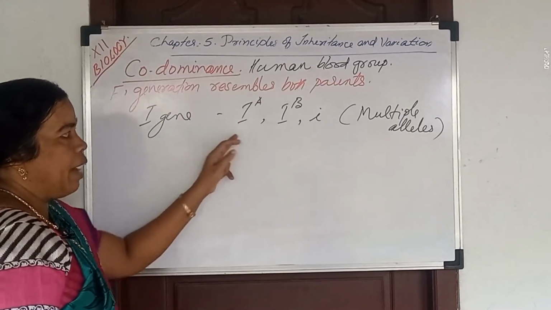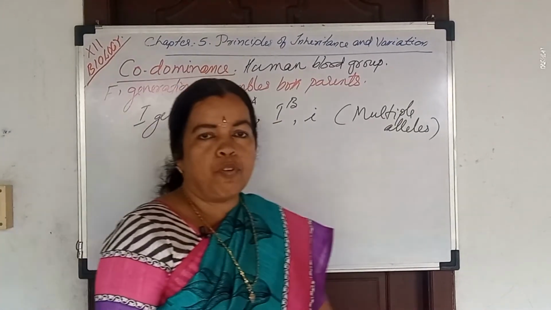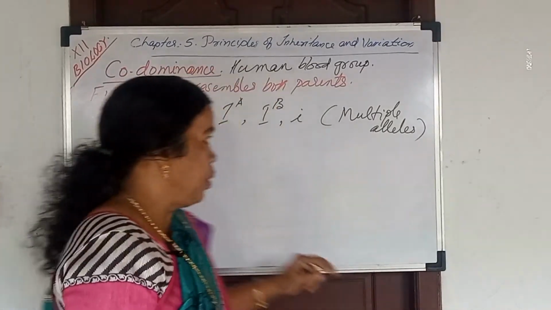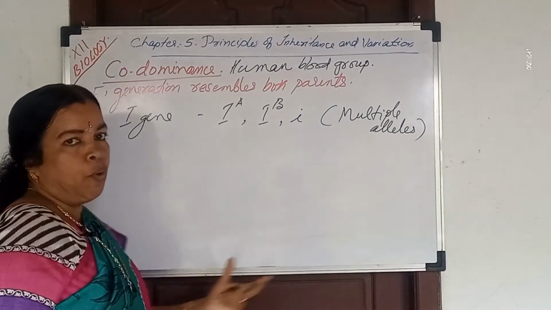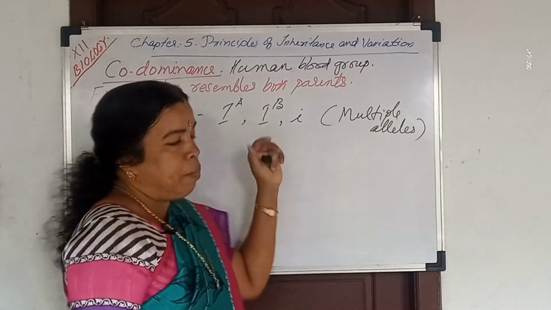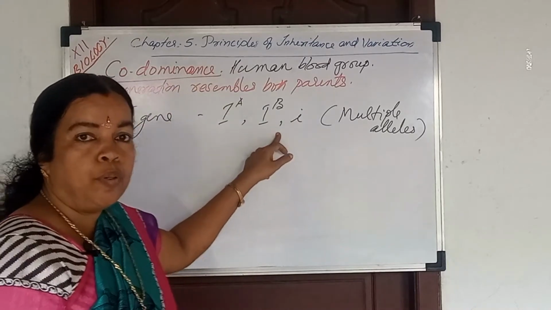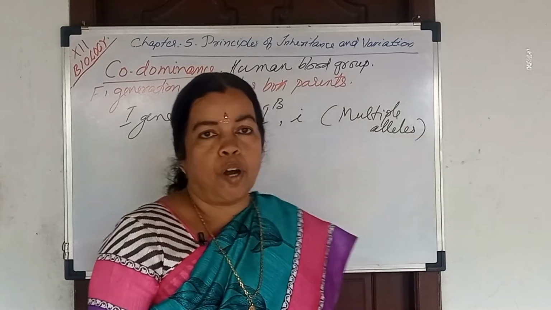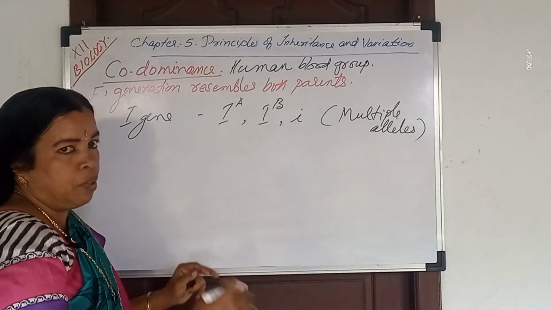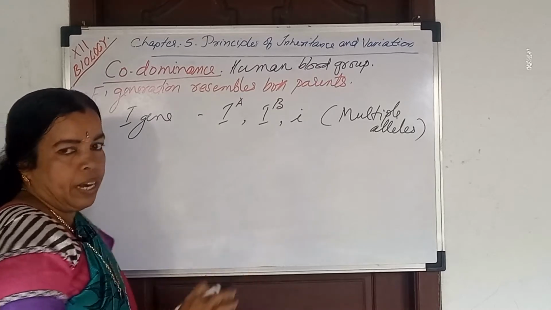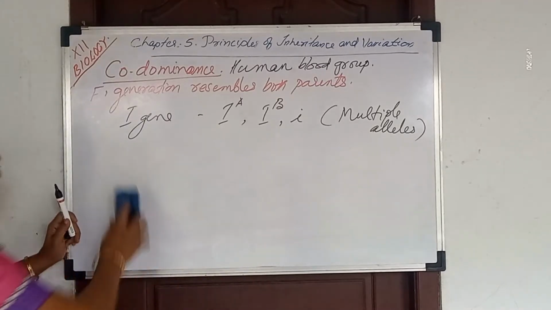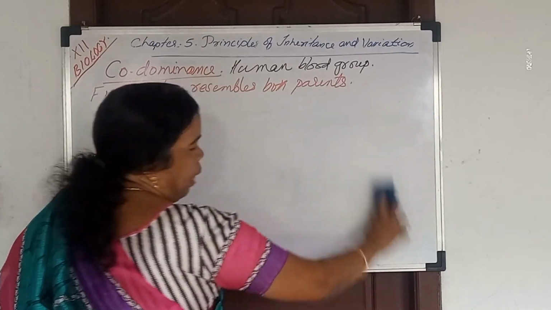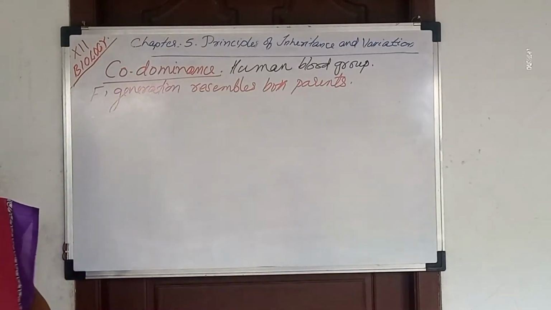Then this IA and IB produce a slightly different form of sugar that is present on the surface of the RBC of the person. On the plasma membrane, that sugar protrudes from the plasma membrane of the RBC. So IA and IB produce a slightly different form of sugar, but the small i does not produce any sugar. That is the reason the persons possess different alleles. Then, depending upon the genotype, there are four blood groups.